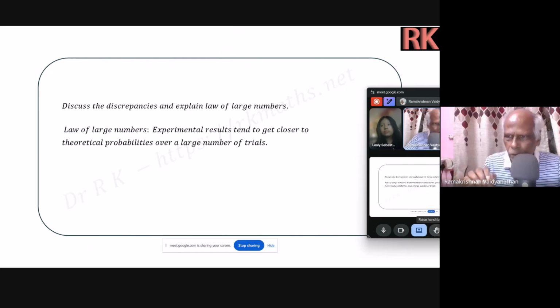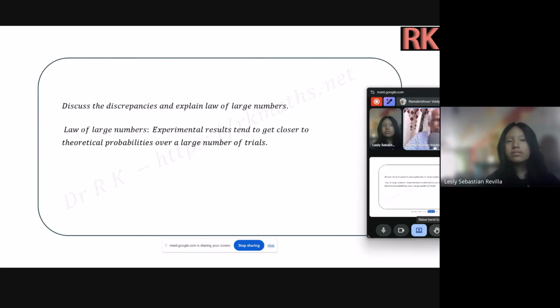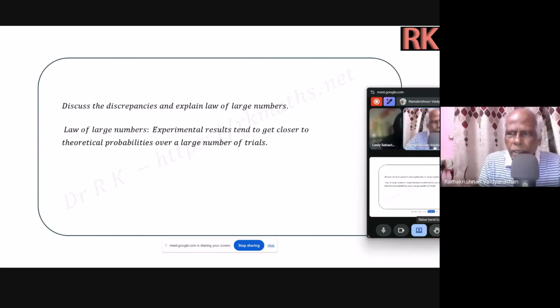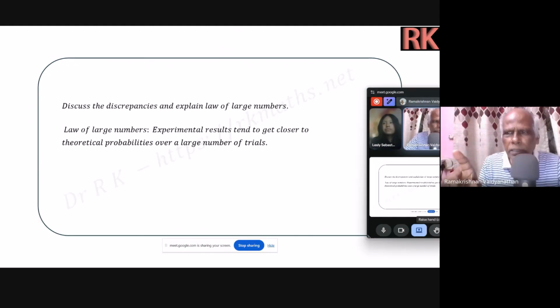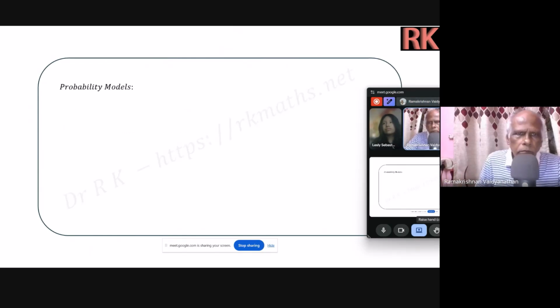10 trials today. Tomorrow again I am tossing it. How many times? 10 times. Each day I am doing one experiment. One experiment means how many trials? 10 trials. Tomorrow also I am doing an experiment, which means I am running 10 trials. Now you know the difference between experiment and trial. Conducting is one trial. So how many times do you conduct in an experiment? Maybe more than one.